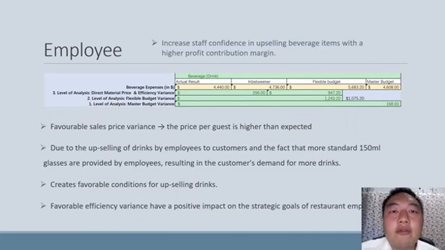We can use the favorable sales price variance to say that the price per guest is higher than expected, which is most likely due to staff upselling drinks to customers, which leads to a higher price. That could also be due to staff offering more standard 150 millilitre glasses, which could result in customers needing more glasses. That also creates favorable conditions for upselling drinks. Clearly, the favorable efficiency variance has had a positive impact on the strategic objective of the restaurant staff.